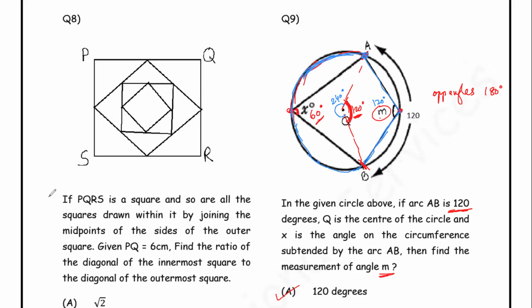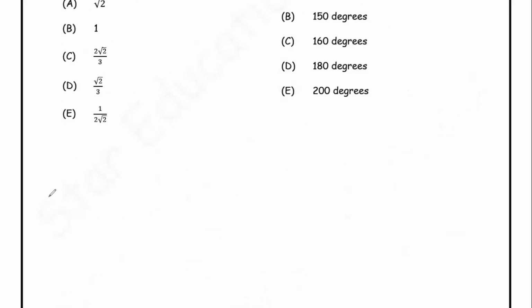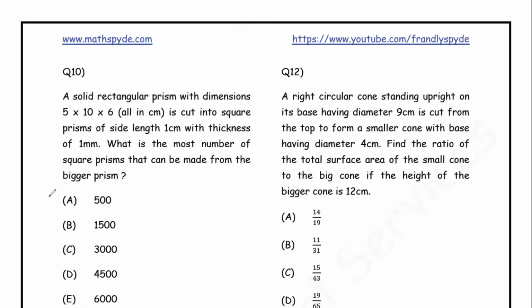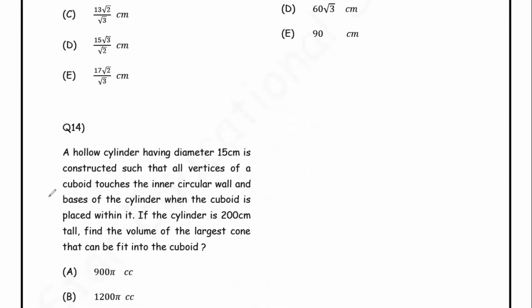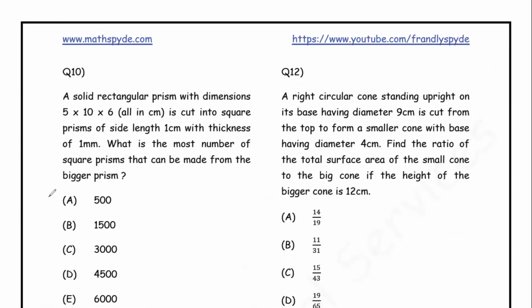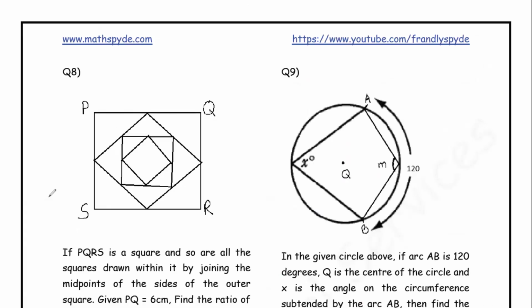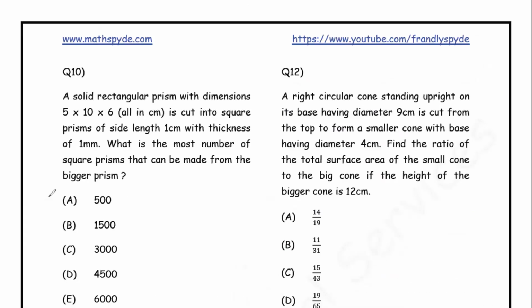Okay, so that's it. We'll stop here. Review 5 is done, and then we'll complete 10, 11, 12, 13, 14, 15. So there are 6 more questions to be solved, 10, 11, 12, 13, 14, 15, that we'll solve in Geometry Review 6.